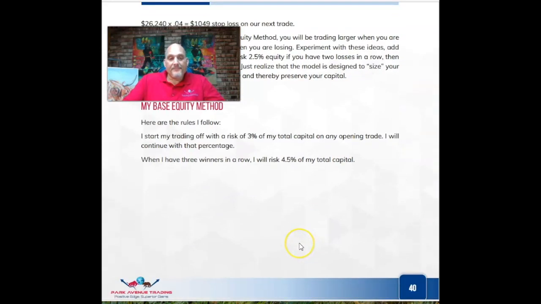So therefore, this method is allocating a certain percentage of capital to the marketplace based off of what you have, but it's also then increasing using the wins of the last series of trades in order to basically take larger positions. So we're using the market's money inside this base equity method in order to increase trading size when we are winning and to decrease trading size when we are losing.